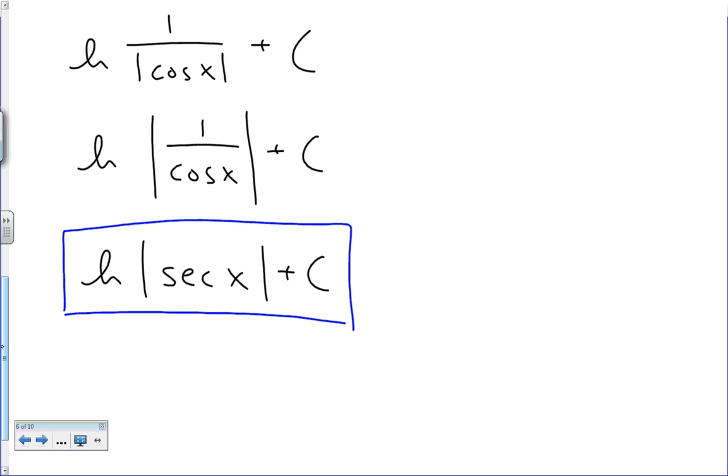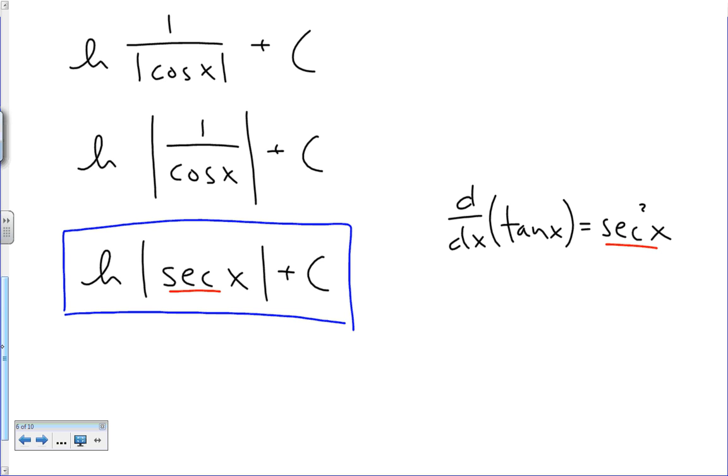And the reason for that, if I can recall my rules for the derivatives, I know the derivative of tangent, let me just write that over to the side here, derivative of tangent is equal to secant squared of x. Notice that the derivative of tangent involves the same trig function as the antiderivative.